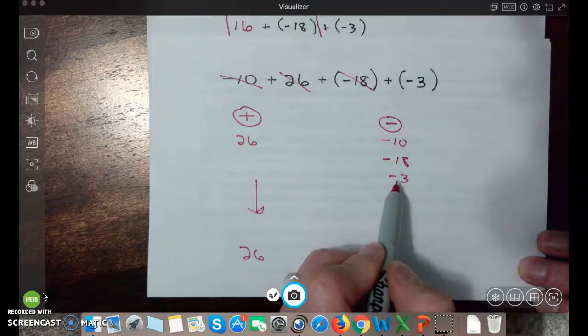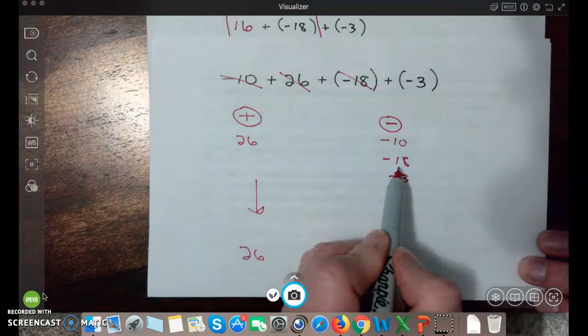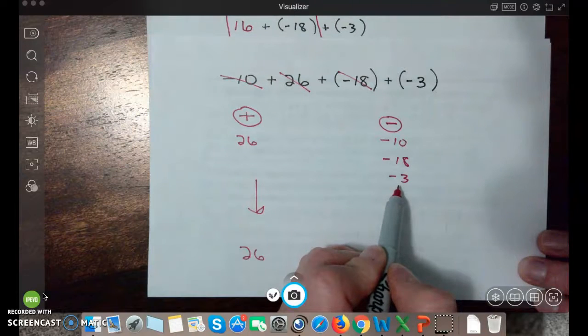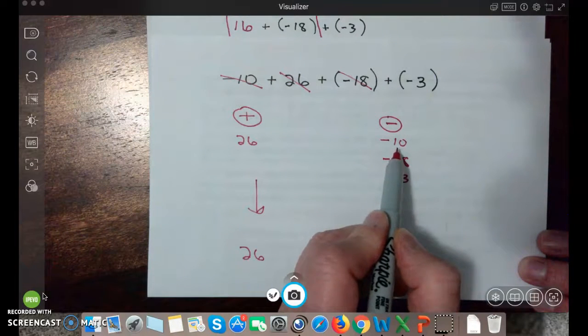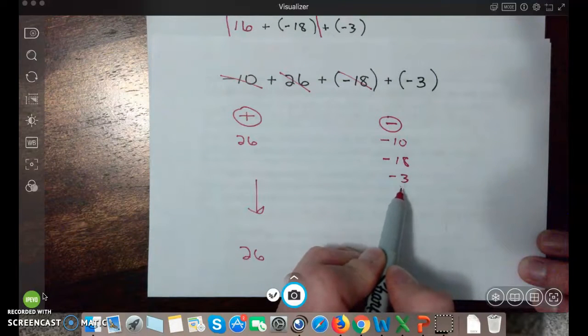If I'm thinking money, I owe $10 to one person, I owe $18 to a second person, I owe $3 to a third person. If I'm thinking cubes, I have 10 red cubes, I have 18 more red cubes, I have 3 more red cubes.